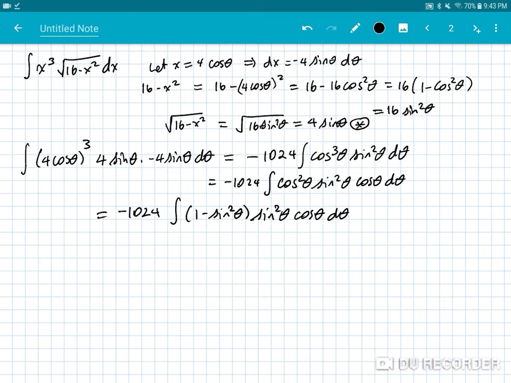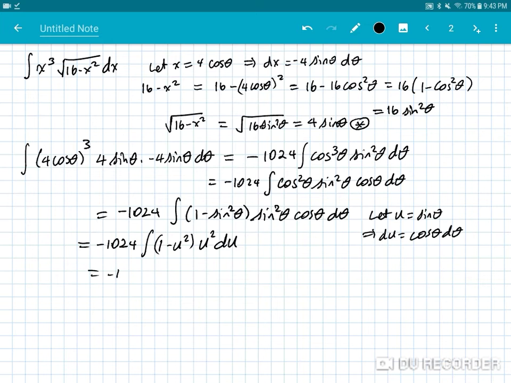Now I'll let u equals sine theta. This gives me du equals cos theta d theta, which means that this is du, this is u, this is u. So putting all of them in place will give me 1024, 1 minus u squared u squared du. This is 1024 u squared minus u to the 4th du.